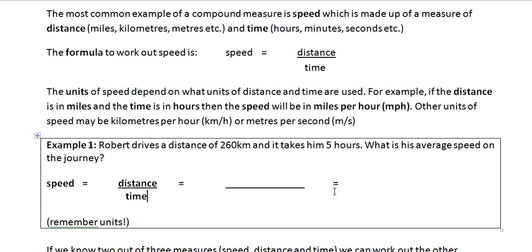If you do that calculation, so you take 260 and you divide that by 5 hours, you'll get your answer, which I think comes out at 52. Okay, so that would be 52. Remembering the units, that would be kilometers and hours, so the final answer would be kilometers per hour. So 260 divided by 5 would be 52 kilometers per hour. That'll get you full marks for that question.